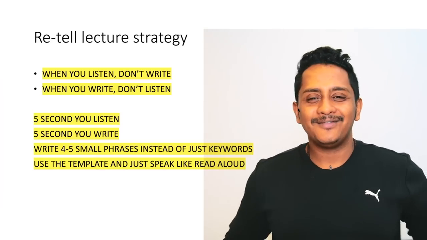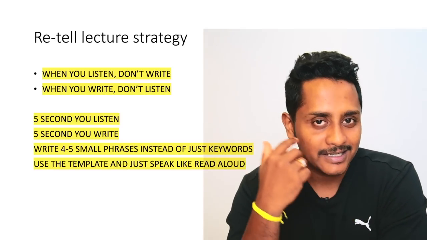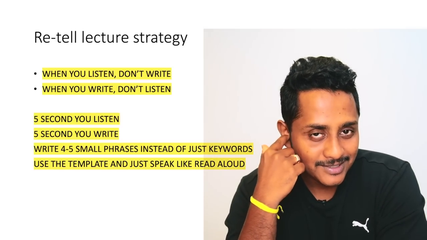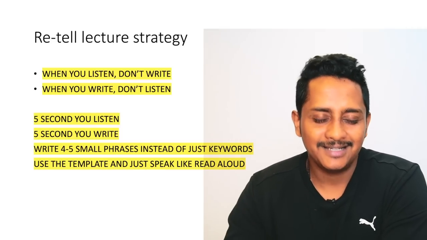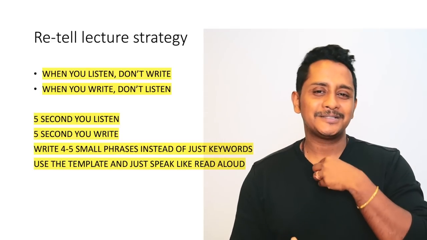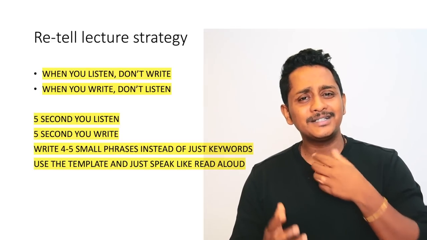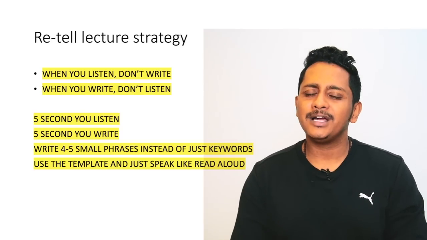What is the strategy? Very simple here. 2 skills are involved. Listening, and when you listen, what do you do? You write. When you listen and write at the same time, a brain cannot take 2 things at once. Know this. These are the real things. Your brain cannot take 2 things. You cannot speak and eat at the same time.